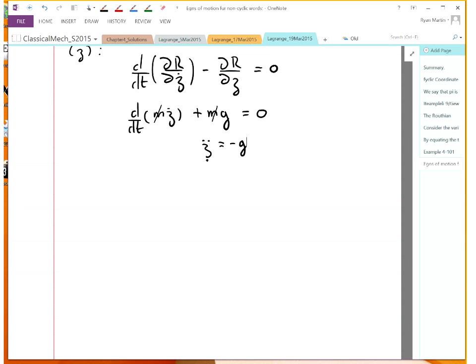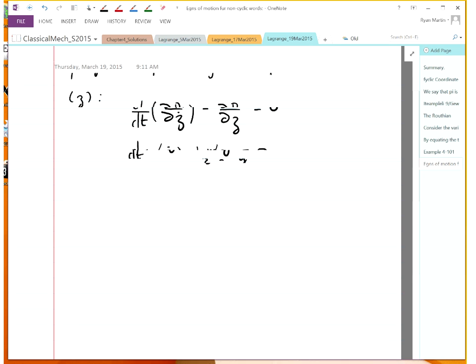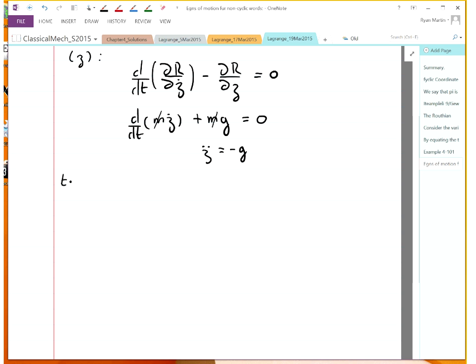So in this case, it's easy to solve, right? You could easily solve the second order differential equation of z double dot equals a constant, right? That just gives you z equals z naught plus v naught t plus or minus half g t squared. But it could be more complicated, right? If it was a more complicated system, this would have given a more complicated second order differential equation to solve. Now let's do the equations of motion for the cyclic coordinates.